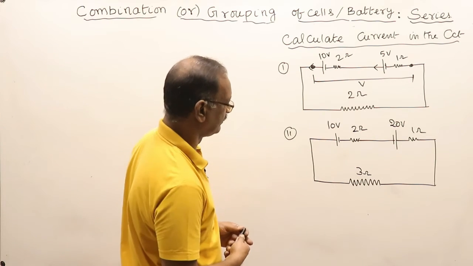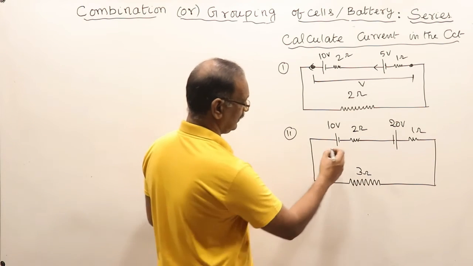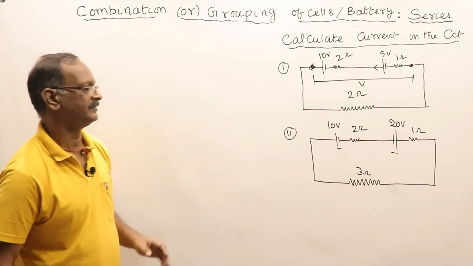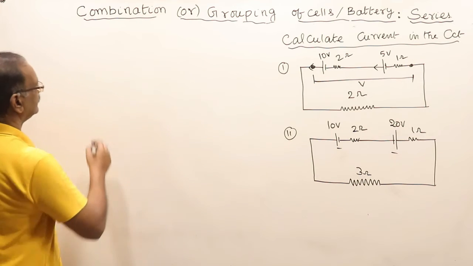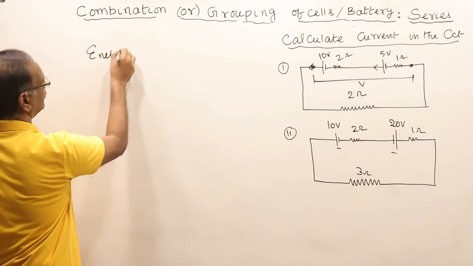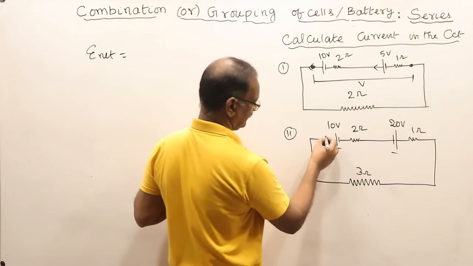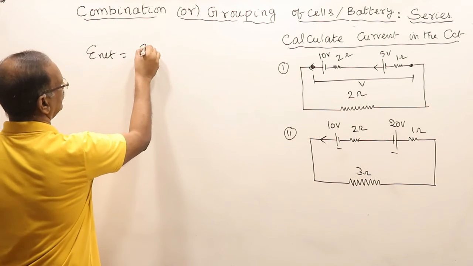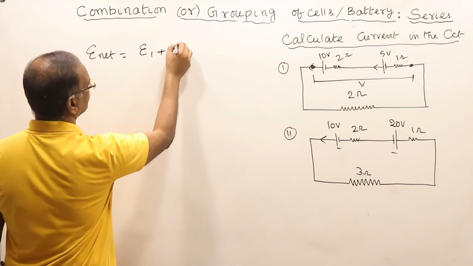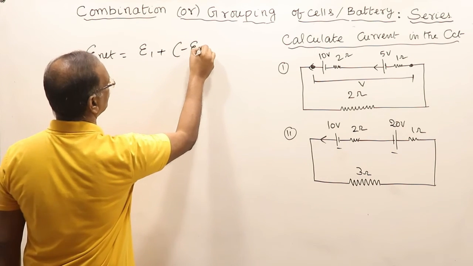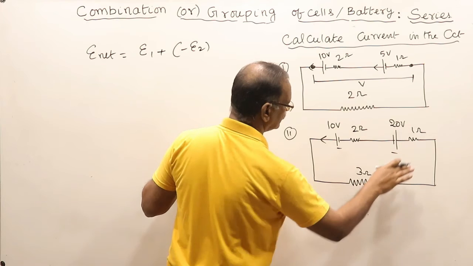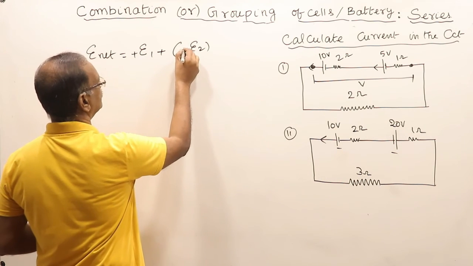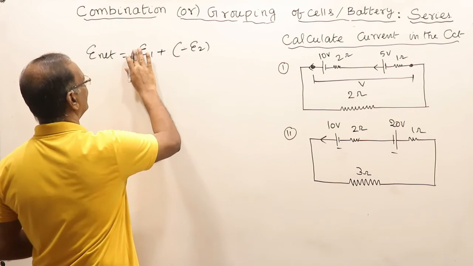Second problem. In the second problem, see, it is wrongly connected. It means we can say it is a wrong combination. Wrong combination means, see, first one, E net is equal to EMF of first one minus EMF of second one, because this is going this way, this is going this way. Or let us see, this we can take as plus, this we can take as minus.